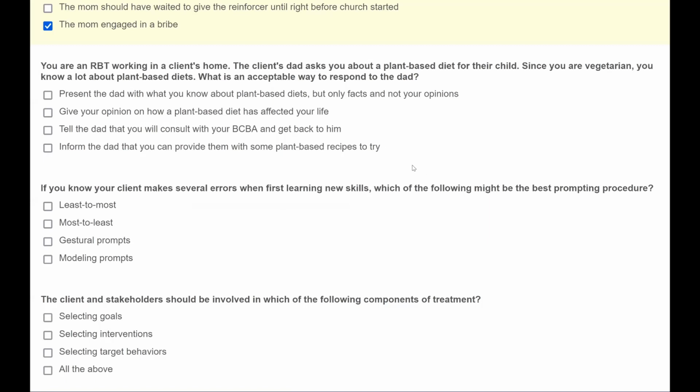Again, maybe you're just being nice, but until we get word from the BCBA on how we're going to approach the plant-based diet, we shouldn't be pushing them one direction or the other, right? That's ultimately the lesson here. That's not your role as the RBT. Until you speak with your supervisor, you should say, let me talk with my BCBA. We'll get back to you. The answer here is C. Tell the dad that you will consult with your BCBA and get back to him.